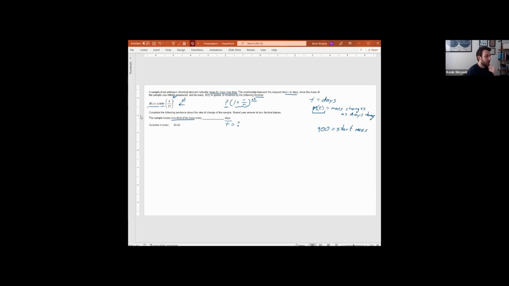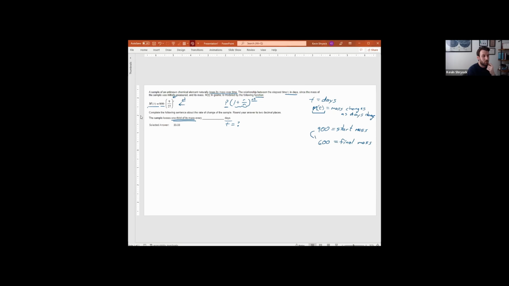So now let's go back over here. If it loses 1/3 of the mass, what's that mean? It would just be like 900 times 1/3, and then whatever that value is, you subtract it from 900. Good. So 900 times 1/3 would be 300. If I subtract that, I'm at 600. So you're saying 600 is the final mass. I guess, yeah. Does that look good?